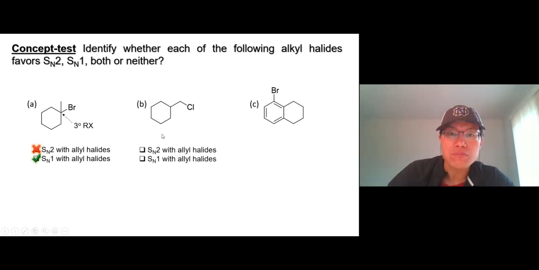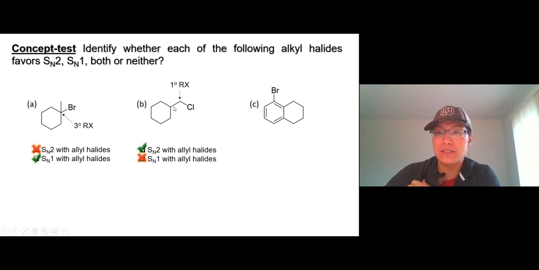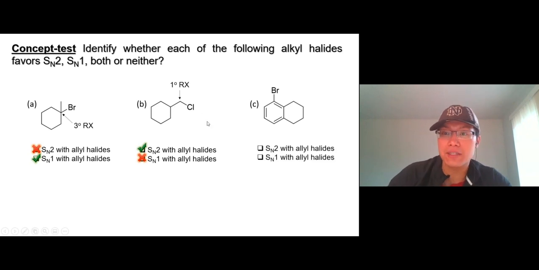Now go to B. Start with SN2. What type of alkyl halide is this? This is a primary alkyl halide, so good for an SN2. Love it for an SN2. What about SN1? If chlorine leaves, what type of carbocation do you get? A primary carbocation, which is one of the worst carbocations. So nope. It's an SN2 reaction.